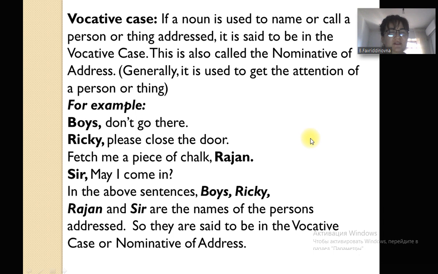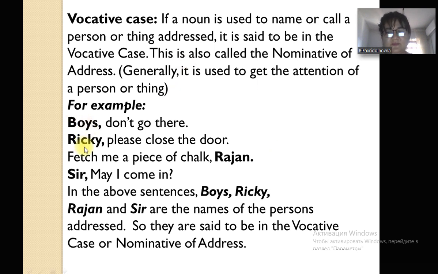Vocative case, what is it? If a noun is used to name or call a person or thing addressed, it is said to be in the vocative case. This is also called the nominative of address. Generally, it is used to get the attention of a person or thing. For example, boys, don't go there. Here you can see the vocative case is boys.